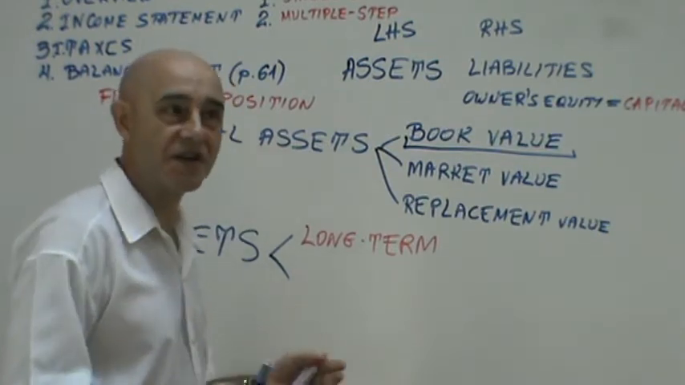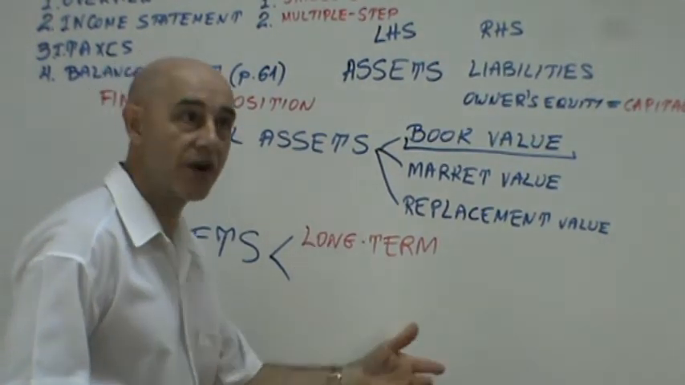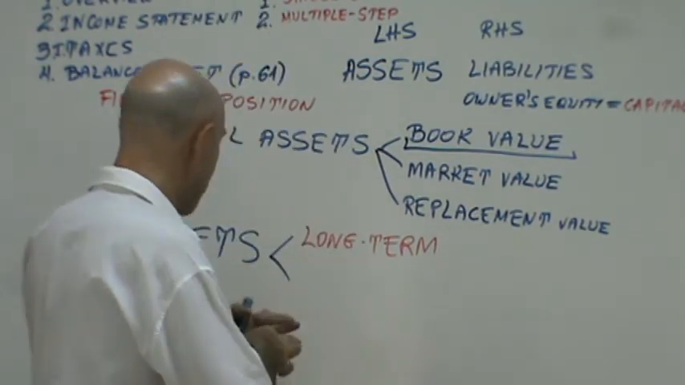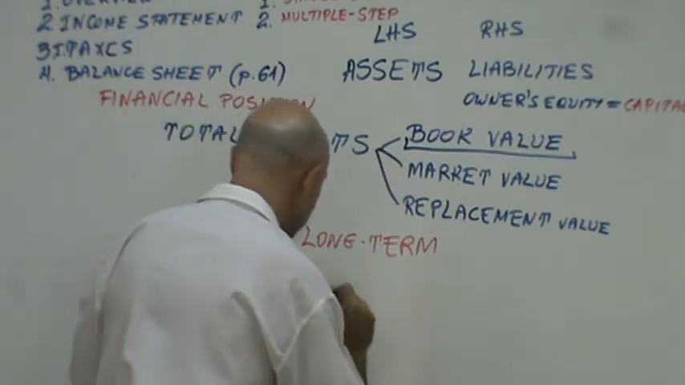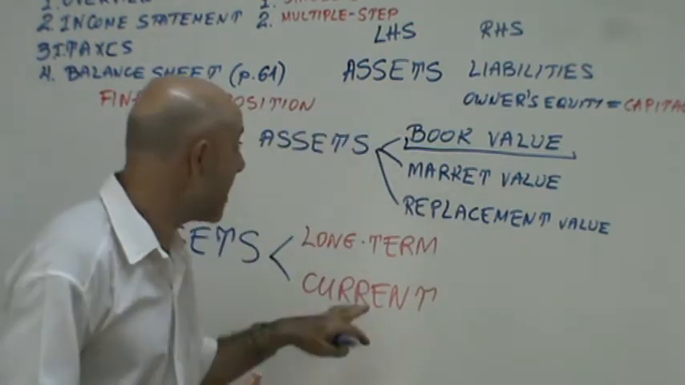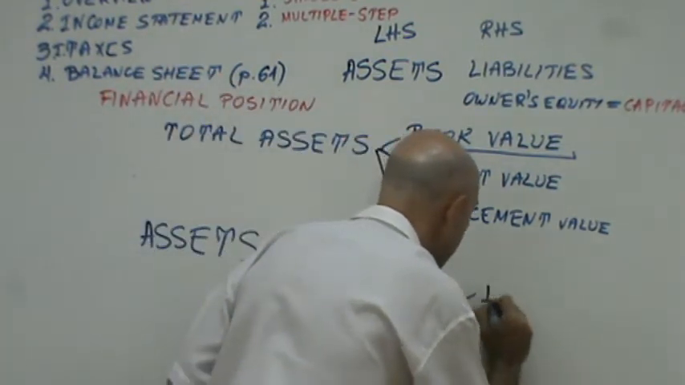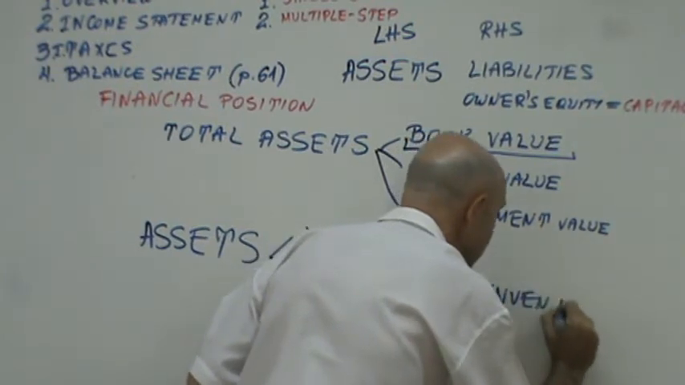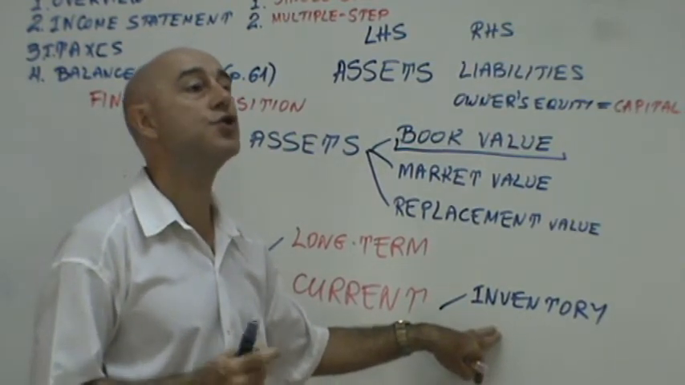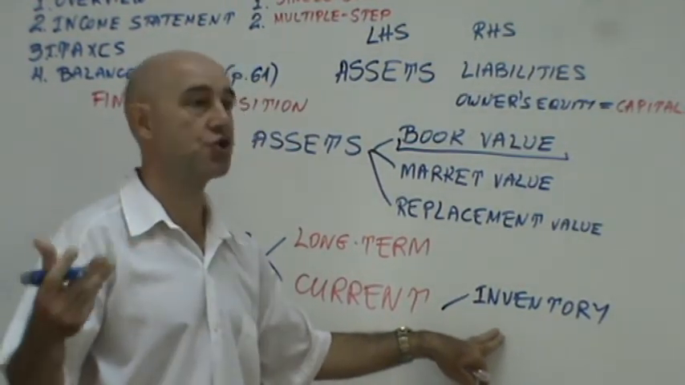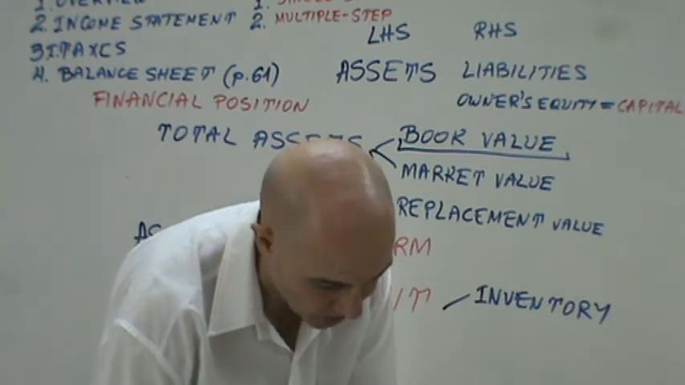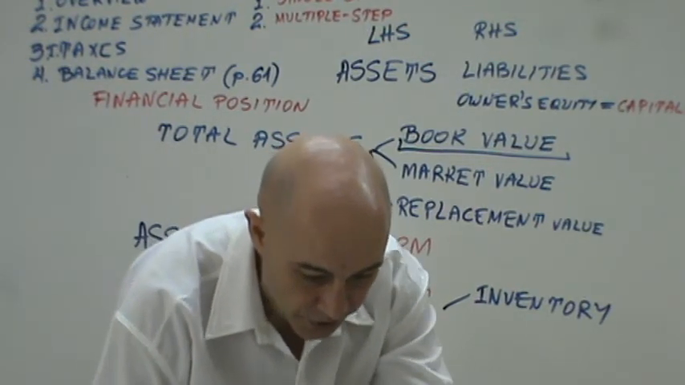If you use it only one time or just a few times and then you have to throw it away, if you use it just for a week or a month, like we use these markers, okay, it becomes current. For example, in the current you will have inventory. And these are goods which you intend to sell soon. Alright, let's see, book value, market value, okay, balance sheet and all those things. Alright, let's go through them.